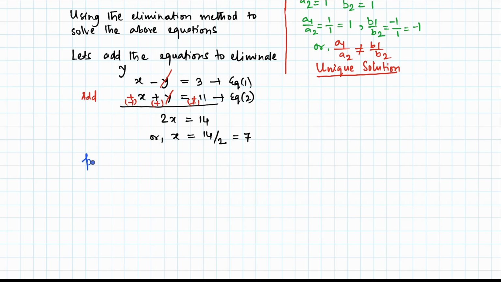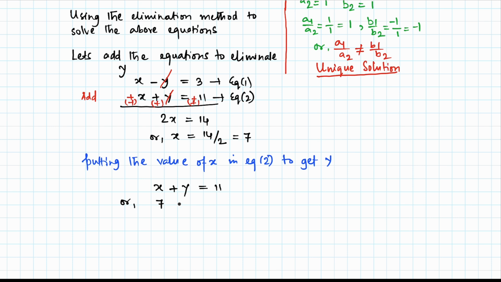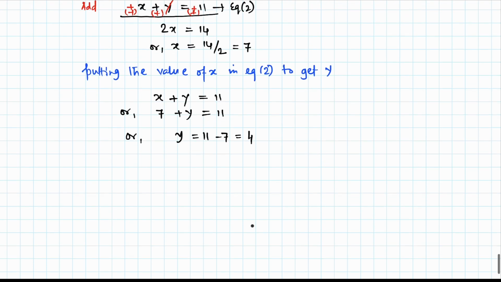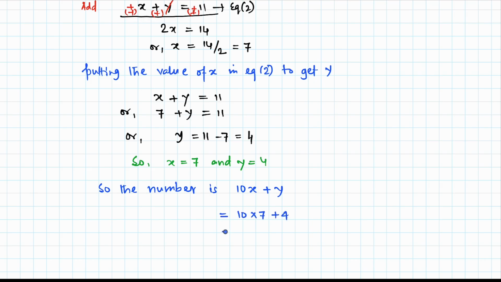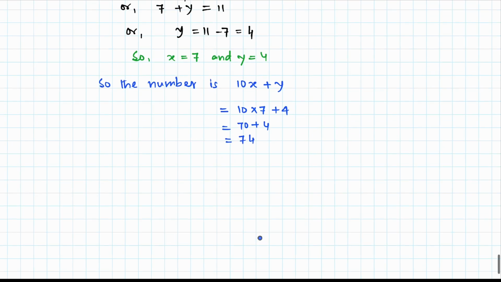Now what we are doing, putting the value of x in equation 2 to get y. So x plus y equal to 11. So 7 plus y equal to 11, or y equal to 11 minus 7, which becomes equal to 4. So we got the value of y. So x becomes equal to 7 and y becomes equal to 4. So the number is 10x plus y, which is 10 times 7 plus 4, which is equal to 70 plus 4, which is equal to 74. Hence the required number is 74.